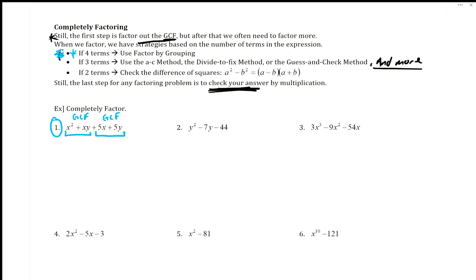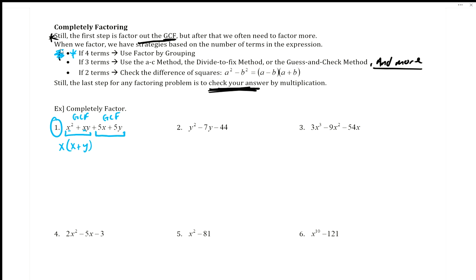There was no greatest common factor of all 4 terms. That's usually our first step, but often the greatest common factor of all terms is 1, and then we move on to one of these methods. In our grouping, we can group these first 2 terms, and we notice there's an x in common in both. So we would factor that out, and then we would be left with x plus y.